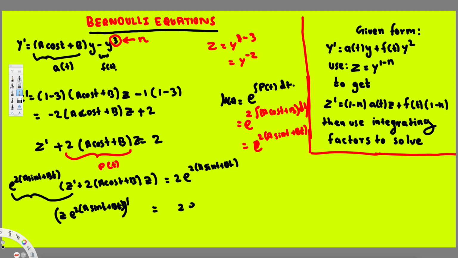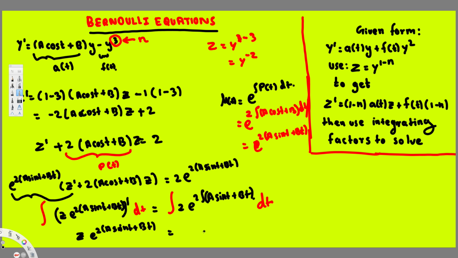So this is going to be equal to 2 e power 2 integration of a sin t plus bt. Now after that, we have to integrate both sides with respect to t. And here the integration and derivative cancel each other. So on this side we are just going to have z e power 2a sin t plus bt, and that's it.